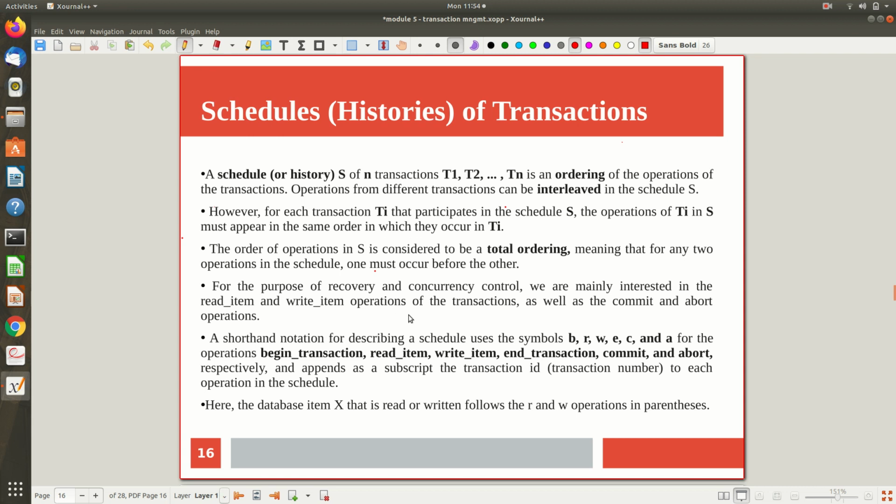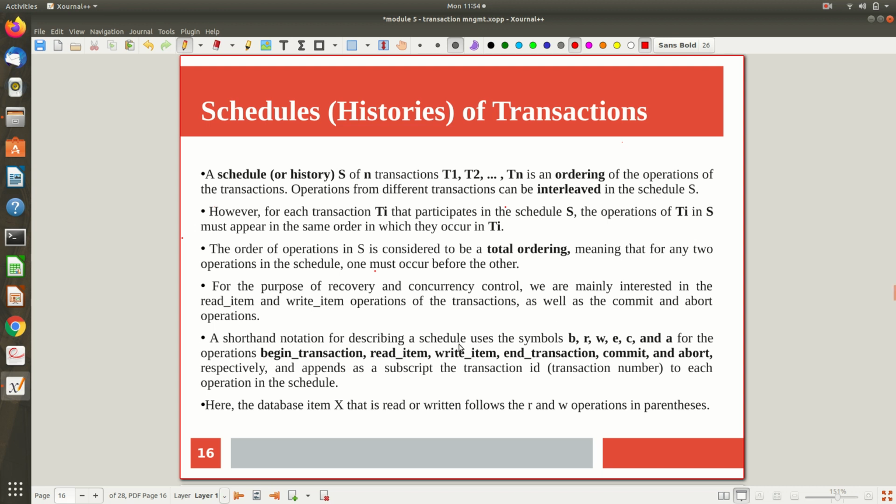Now, for the purpose of recovery and concurrency control, we are mainly interested in the read and write operations. Even though the transaction is also modifying, we will focus mainly on read as well as write; in between, it is expected to have some modification. We will focus on these two operations, as well as commit and abort. Sometimes a transaction may abort or commit, and you have to take care of that too.